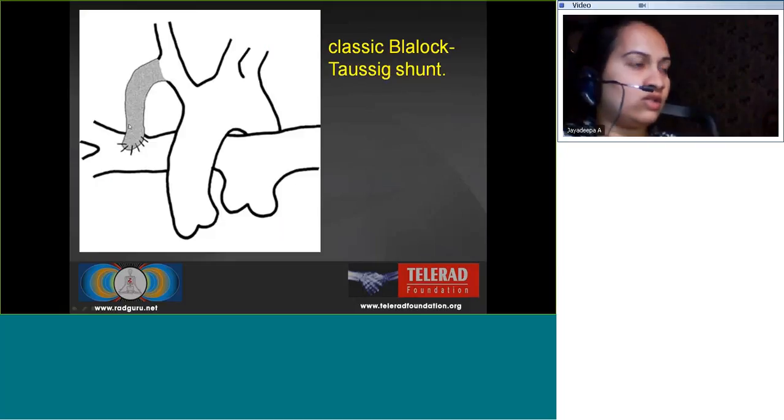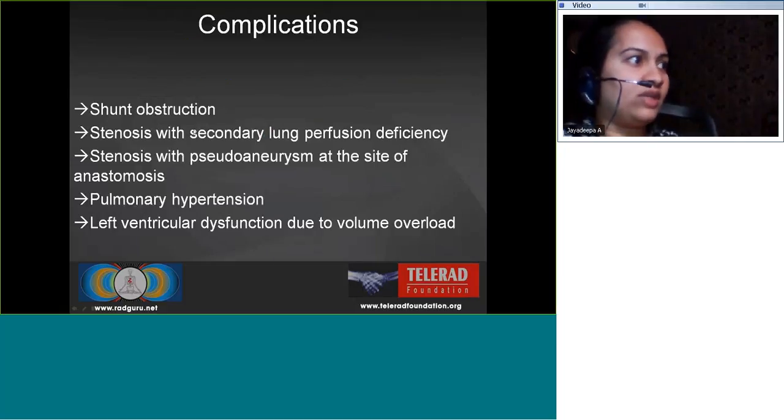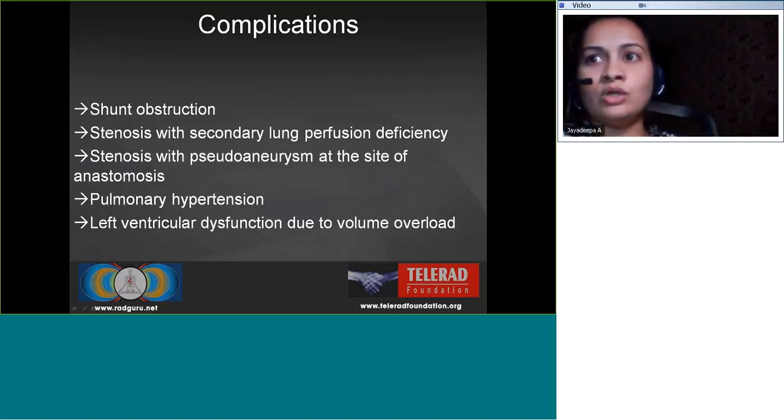The classic Blalock-Taussig shunt is a classic end-to-side anastomosis performed between the subclavian artery to the same-sided pulmonary artery on a side which is opposite to the descending thoracic aorta. The complications, just like I listed out: obstruction, stenosis with lung perfusion deficiency, stenosis with pseudoaneurysm at the site of anastomosis, pulmonary hypertension, and over a period of time, left ventricular dysfunction due to volume overload.